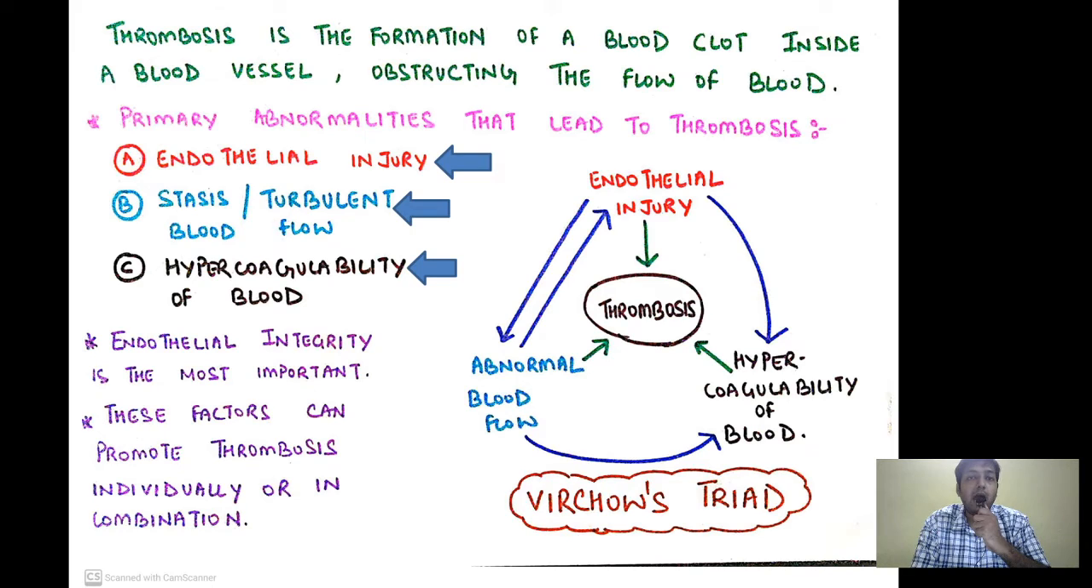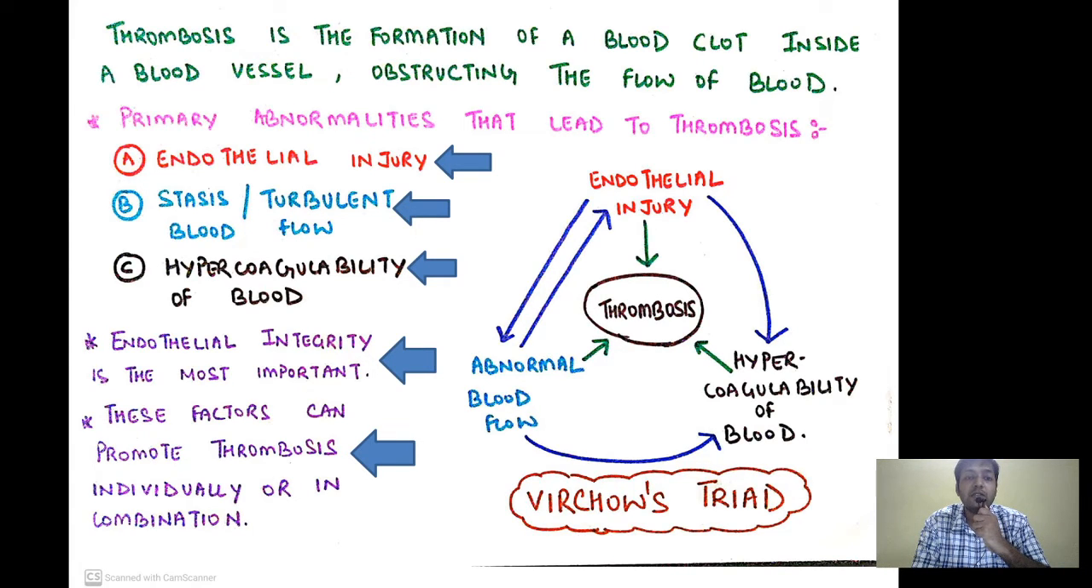Now just remember, out of these three factors, the endothelial integrity is the most important. And also you have to remember one thing, that these factors, namely the endothelial injury, abnormal blood flow and hypercoagulability of the blood, all of them can promote thrombosis individually, means alone. For example, there is just endothelial injury, or there is just abnormal blood flow, or there is just hypercoagulability. So individually they can lead to thrombosis, or they can cause thrombosis in combination.